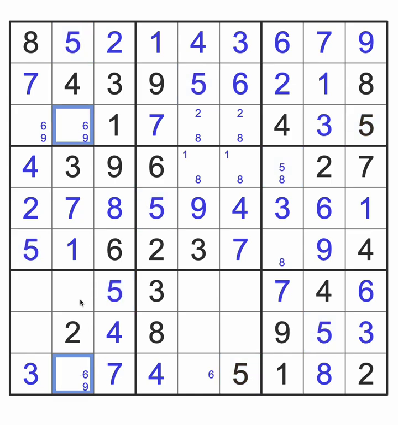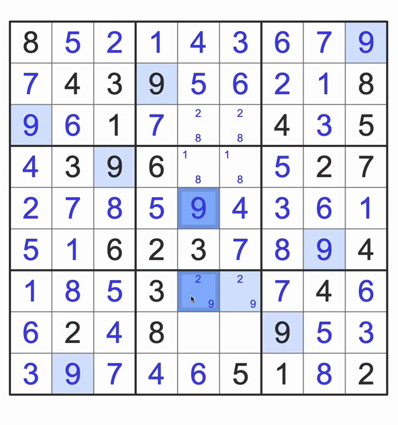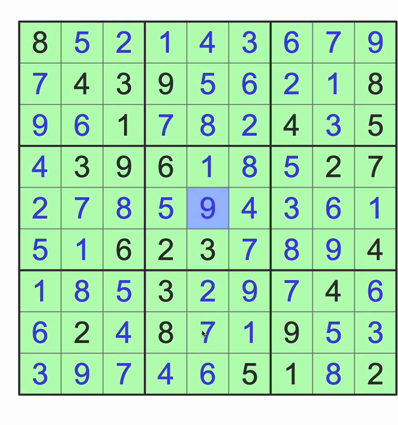This 6, 9 double leaves only 8 for this cell. Oh, and this has become 6 because of this 9. Gives me 9, 6, and 9. And the 6 here blocks this cell, gives me 6, 1. This is 8. This will be 5. These are 2 and 9. 9 here makes this cell 2, gives me 9, 8, 2, 1, 8. That gives me 1 and 7.